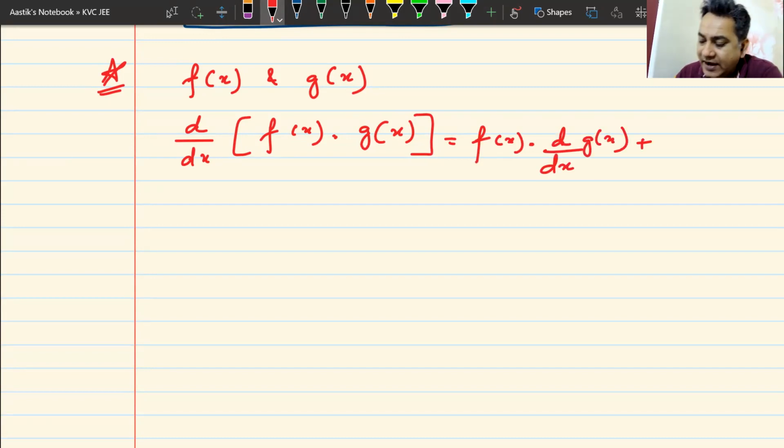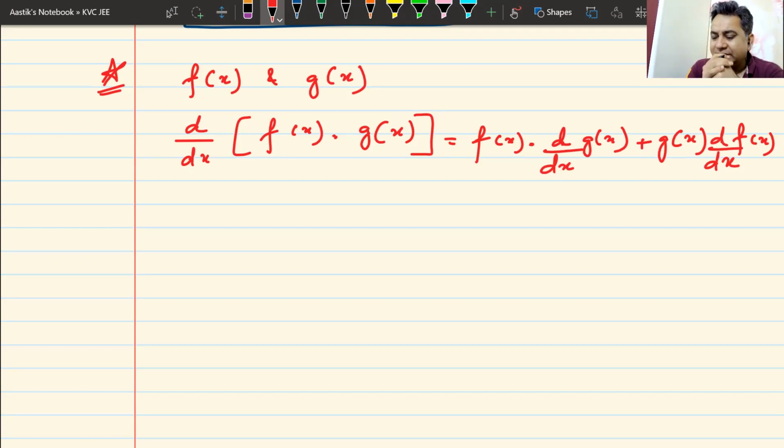Then I add or subtract, and then I add what? I add the second function multiplied by the derivative of the first function. It is as simple as that.